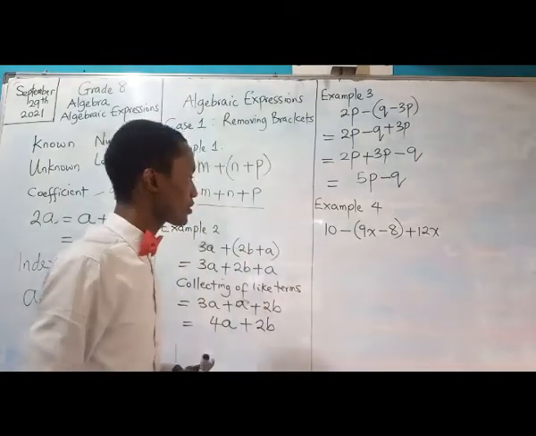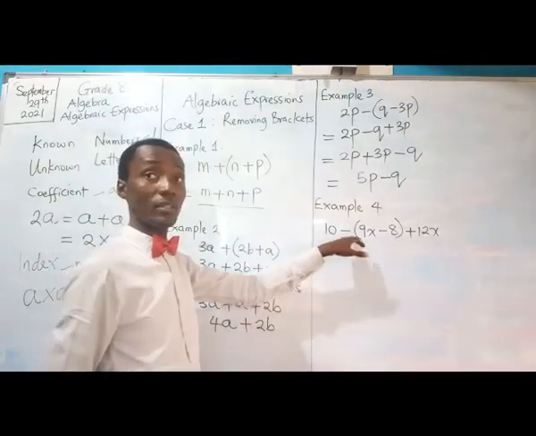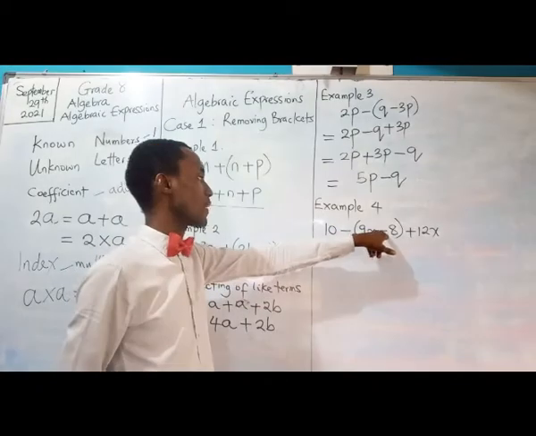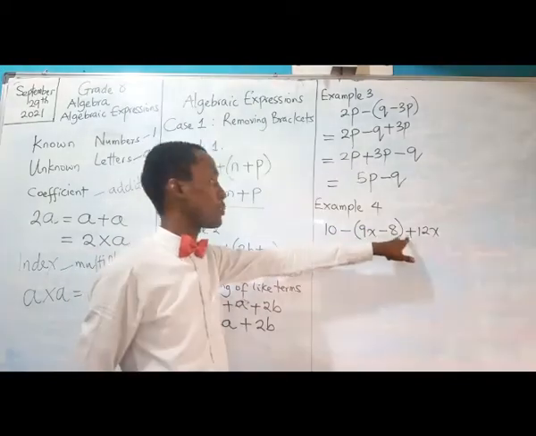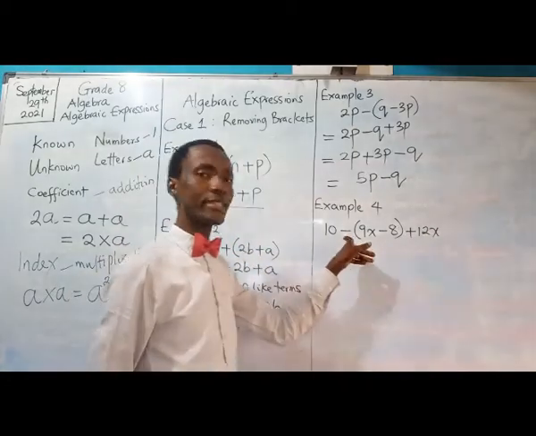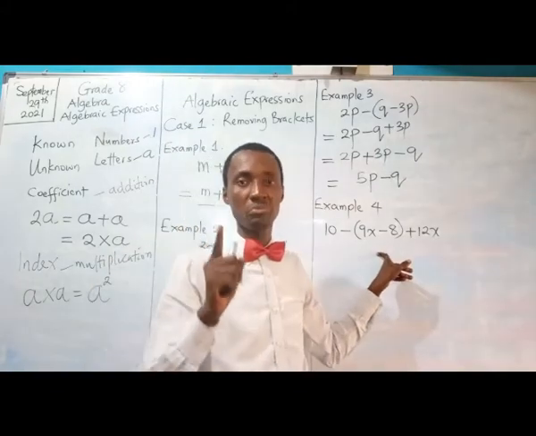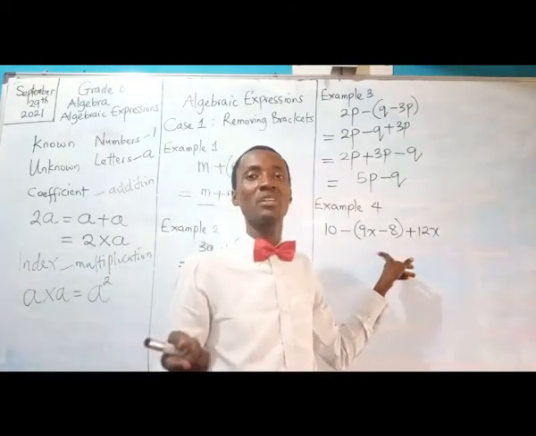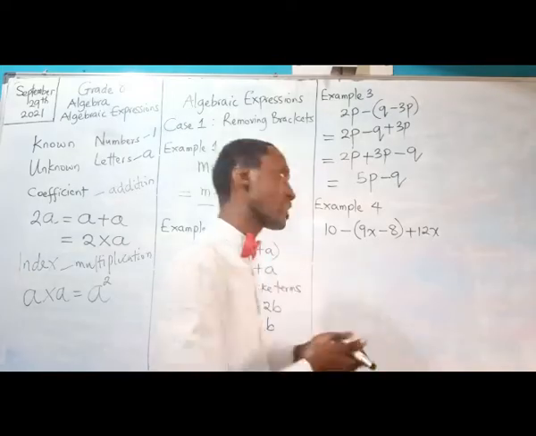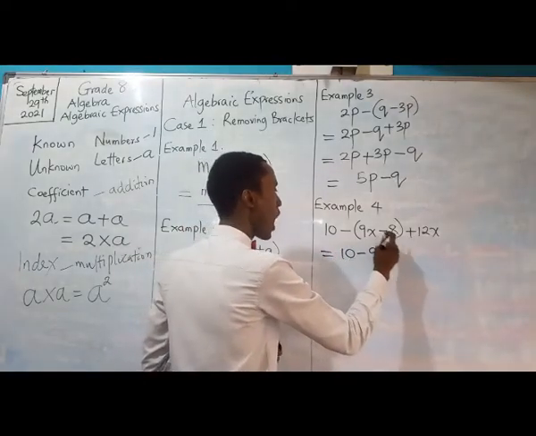Okay, we have another question. We have 10 minus a bracket open 9x minus 8 bracket close plus 12x. I can see a negative before this bracket. Uncle has come again with all his troubles. Okay, Uncle, you have come. I know that things will change in this house. Alright, no problem. This will be equal to 10 minus 9x.